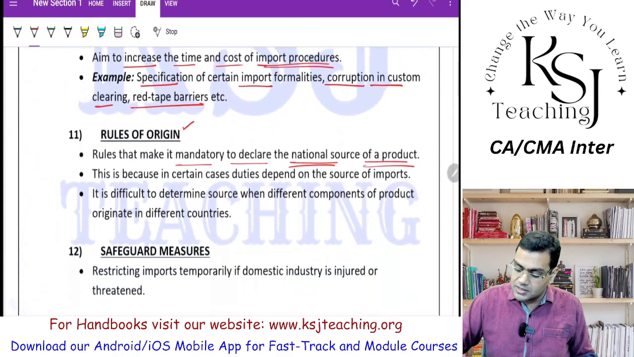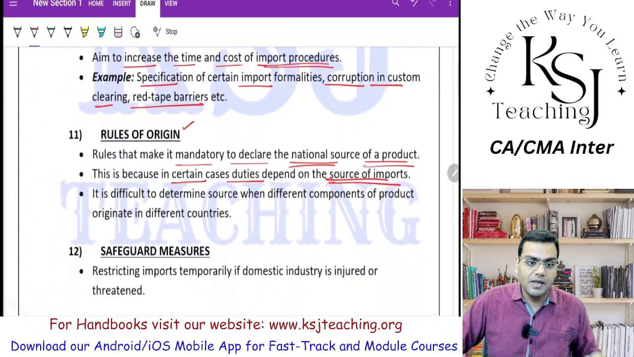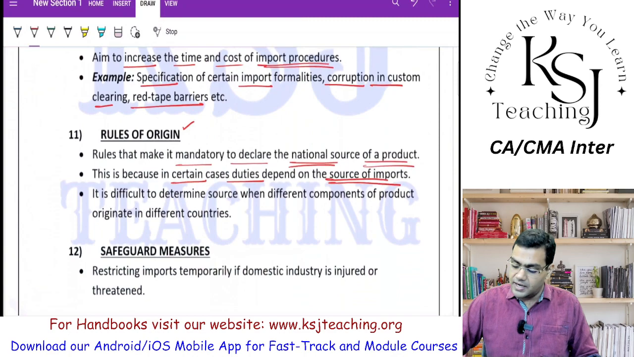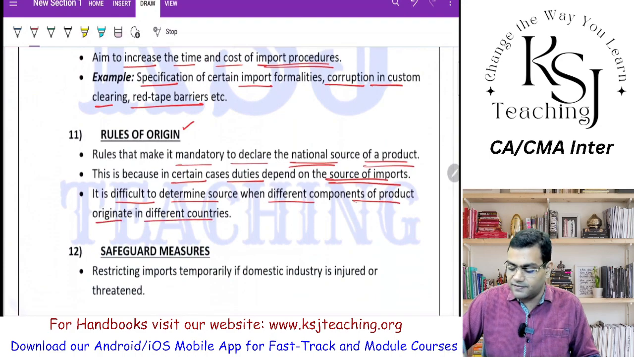This is because in certain cases, the duties depend upon the source of the import, right? From where the import is coming, the duties depend upon that. It is difficult to determine the source when the different components of the product originate in different countries.